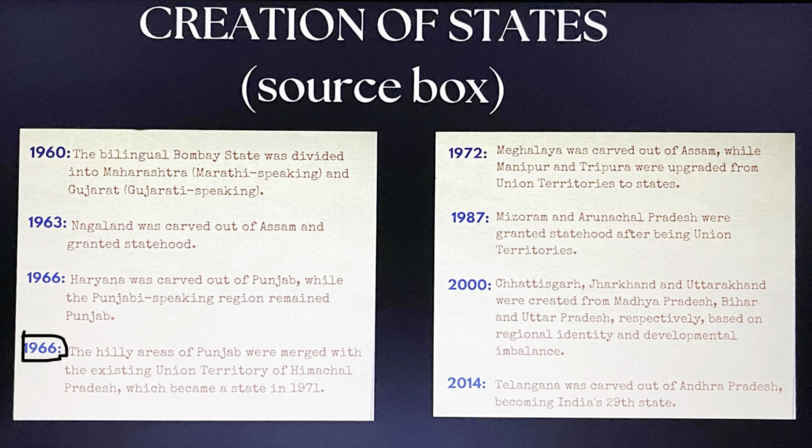The parts of Punjab that were hilly in geography were merged with Himachal Pradesh, and Himachal Pradesh could only become a state in 1971. Until then, it was a Union Territory. Then in 1972, Meghalaya was carved out of Assam because Assam was a really big state.